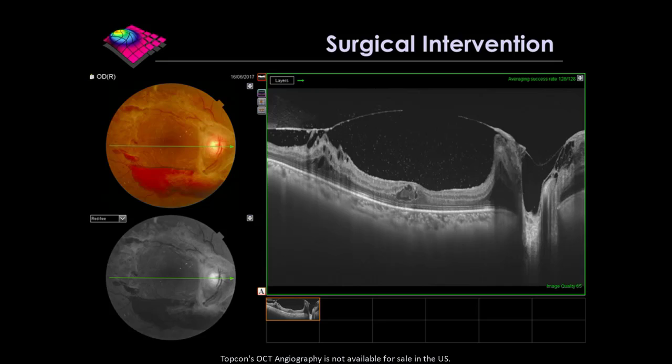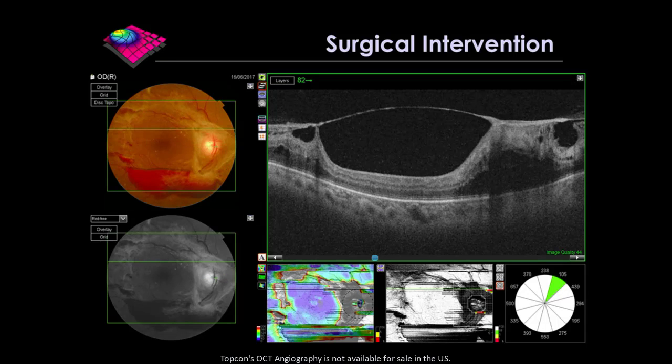And then of course, as we'll go through when I show you the volume scan, you're going to see how this looks. So here's your volume scan, the 12 millimeter by 9 millimeter volume scan. What we can do is, here we've taken the cut above the disc, and I'm going to show you a few cuts just to really show the tractional element of this.